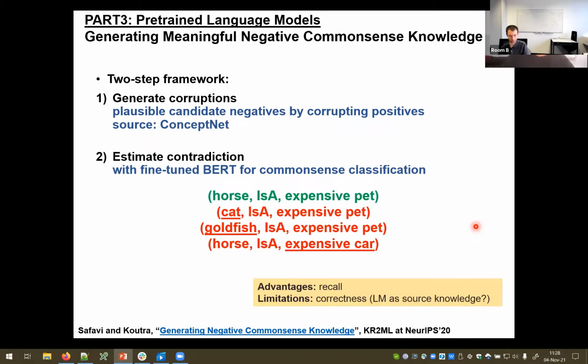Now, the obvious advantage of this is recall, because you can make as many corruptions as you want and test them and estimate their contradiction, so there's no limit to that. The correctness, however, is kind of an issue, especially with the idea of considering pre-trained language models as a source of knowledge. If you are of the opinion that they are good sources of knowledge, then this wouldn't be a big deal. However, you should be aware of biases and some incorrect answers that you might get.